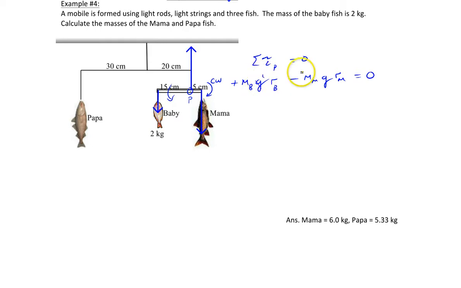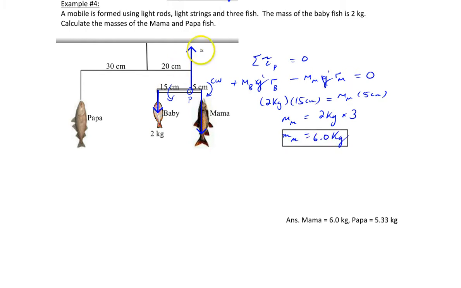Now G cancels out in both terms because that's constant. And so we have the mass of baby fish, which is 2 kilograms, times R sub B, which is 15 centimeters. I'm going to just leave that in centimeters because there'll be centimeters on both sides, equals the mass of mama fish times the distance from the pivot point to this tension here, which is 5 centimeters. So we'll put 5 centimeters here. So mama fish will be 2 kilograms times 3, which is 6 kilograms.